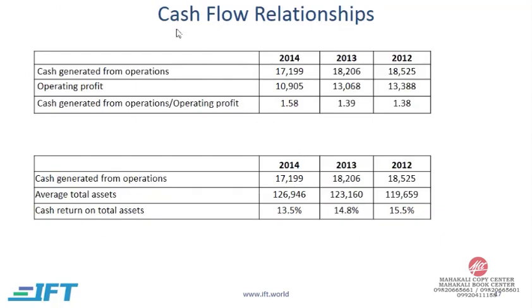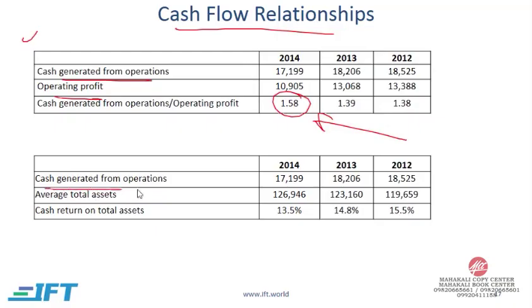Then he moves on to some cash flow relationships. Here he's looking at the cash generated from operations relative to operating profit. And he notices that this trend is also positive. 1.58 means that the cash generated from operations is 1.58 times more than the operating profit. And these numbers over the years are going up. So again, this is a positive sign. What would be a concern? A concern would be if these ratios were less than 1, that would be a concern. And if the numbers were going down, that would be a concern. But here again, he's happy.